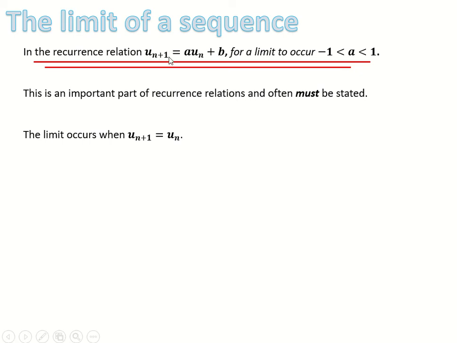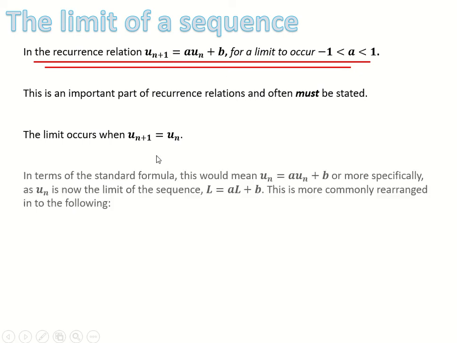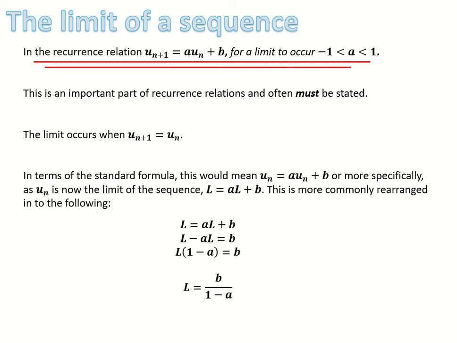So when the next value in the sequence is the same as the previous value, we have reached the limit. In terms of the standard formula, this would mean that un was equal to a un plus b. In other words, the two values are exactly the same. More specifically, as un is now the limit of the sequence, we can say that L would equal AL plus B. This is more commonly rearranged into the following. So we can rearrange this formula into this formula, going through those processes.